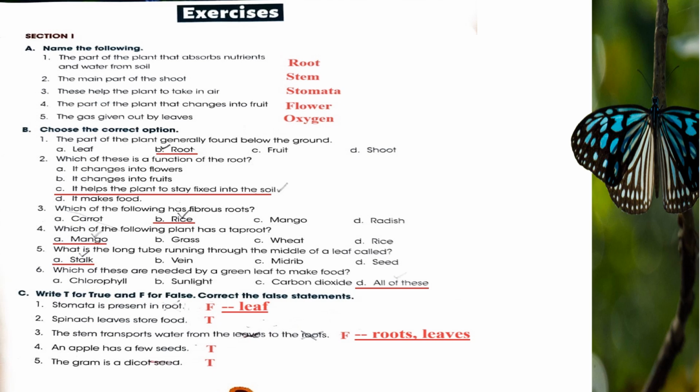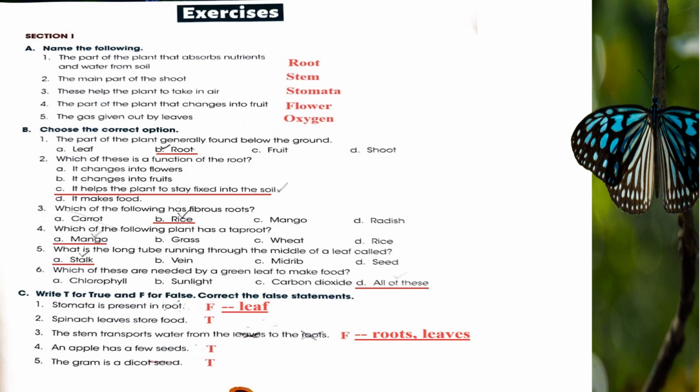Sixth, which of these are needed by a green leaf to make food? Options are chlorophyll, sunlight, carbon dioxide, and all of the above. Answer is all of the above, they are important to make food. Next, C. Write T for true and F for false and correct the false statements.